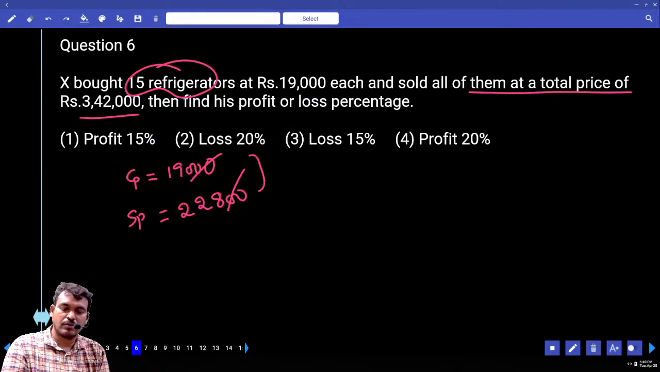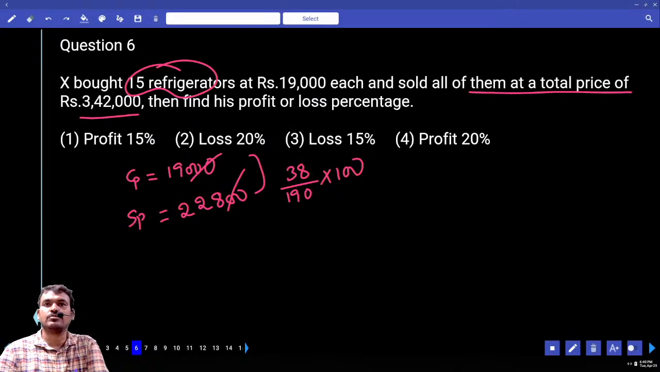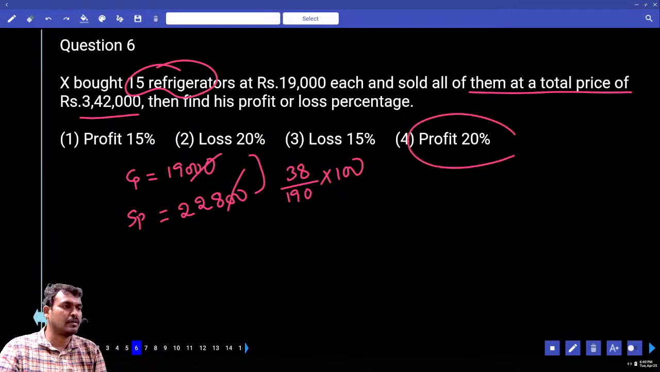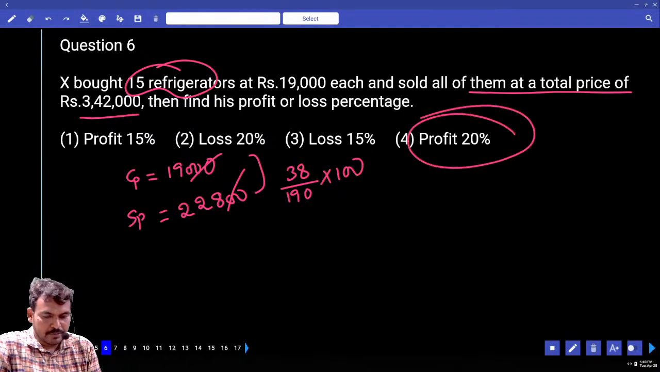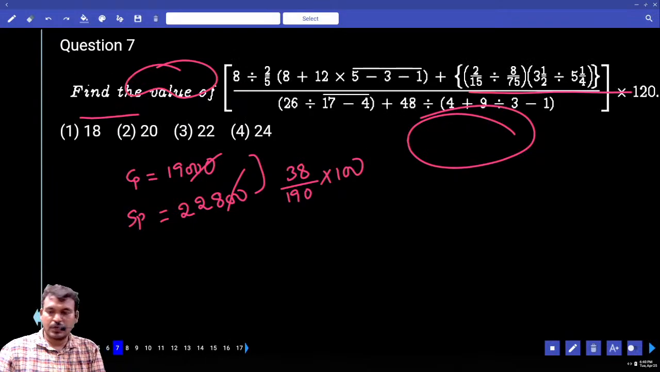What is the profit value? 38 upon 190 multiplied by 100. 2 times. The answer is 20%. Profit or loss? Profit. Next, question number 7.